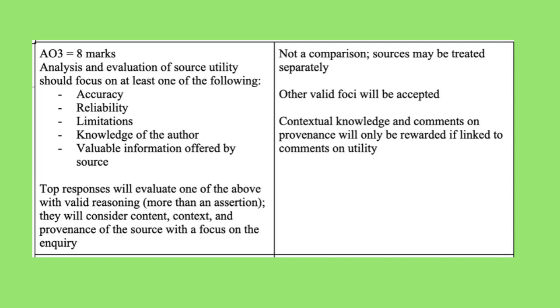That means that rather than just making an assertion, so saying this source is useful, you need to reason, you need to use one of these factors above to decide how useful the source is. You'll also be thinking about the content, so what the source actually says. You'll be thinking about the context, so what you know about when it was written or what it's written about. And provenance, so who wrote it, when did they write it, why did they write it, and so on.